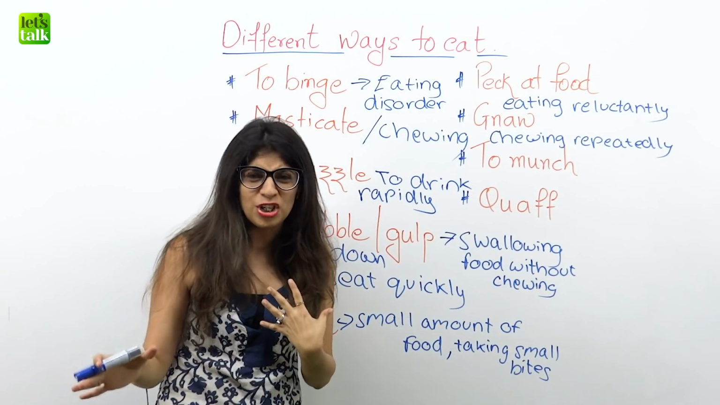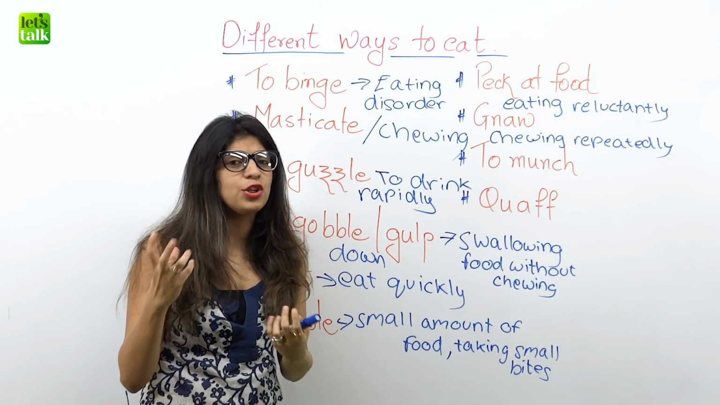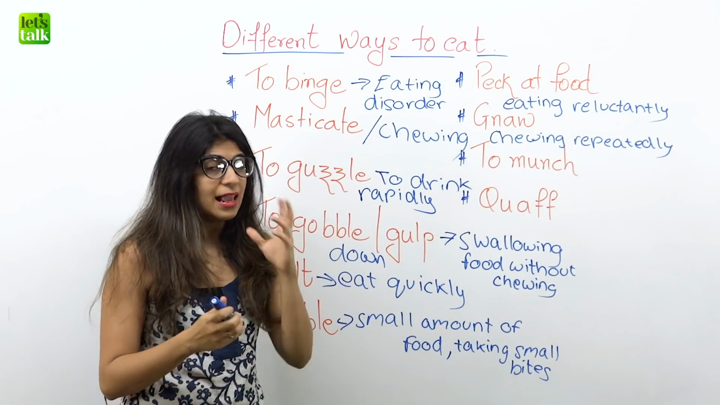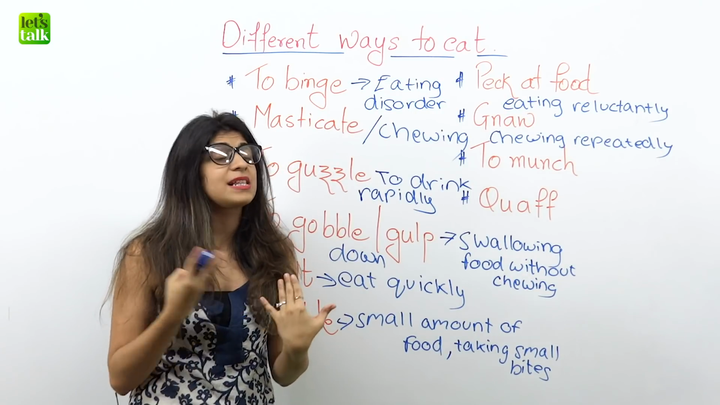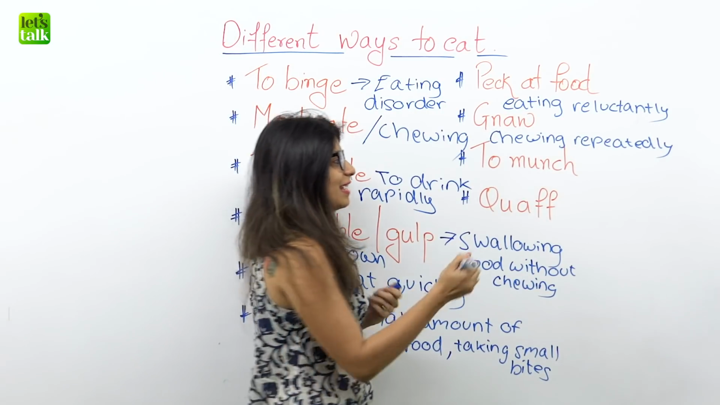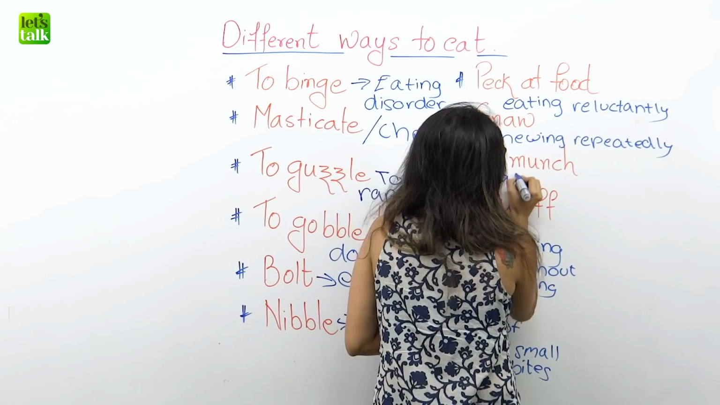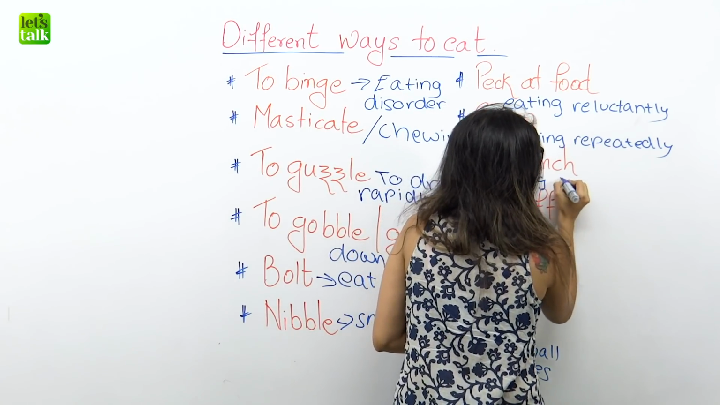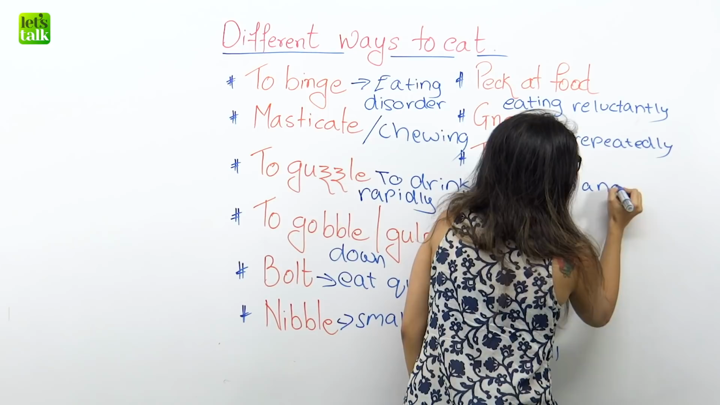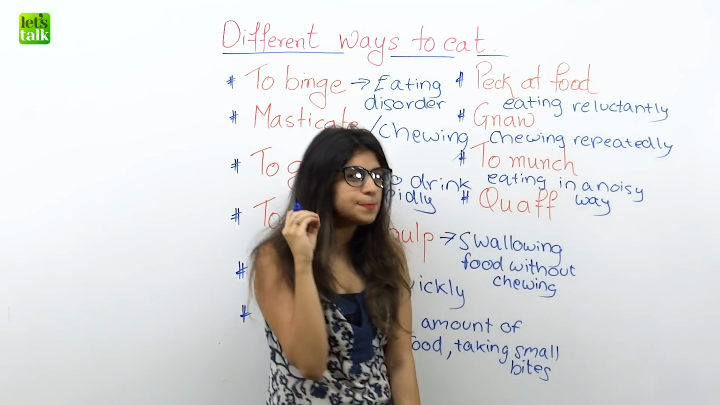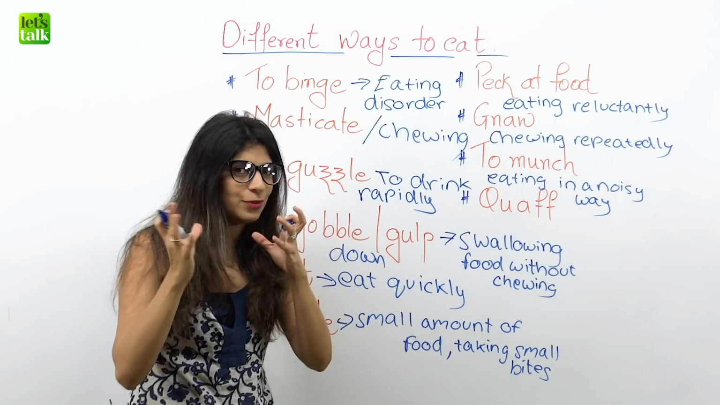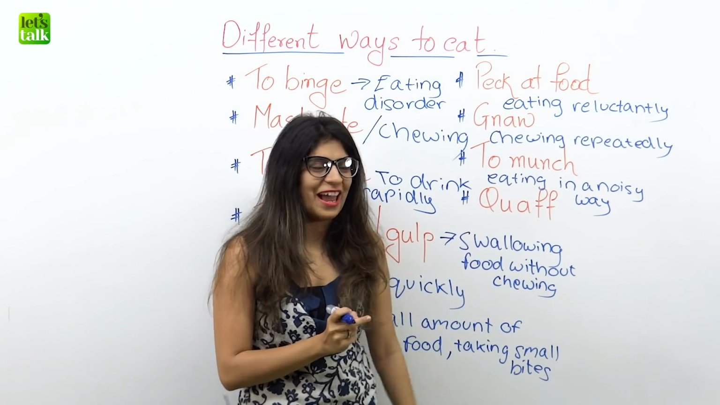Well, stop munching at that apple. Apples are usually nice and crispy and they make a lot of noise when you eat it. Or chips, when you eat it, it makes a lot of noise. So that is munching. So eating in a noisy way. The crisp sound that comes out of your mouth, that's munching, okay?